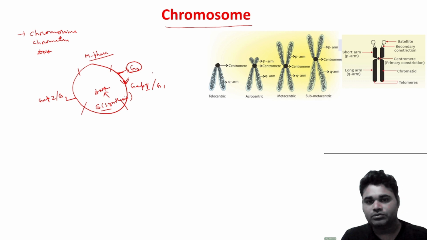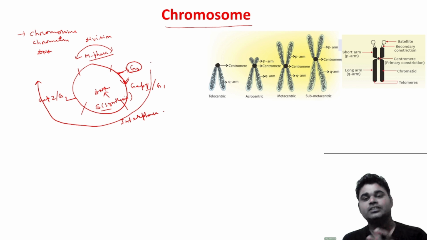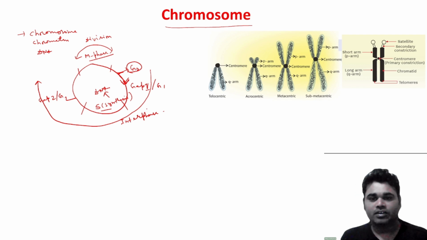Gap 1, S phase and gap 2 are called the interphase, and the M phase is called the division phase. What is the difference between the interphase and the division phase? During the interphase, the cell prepares for the division, but there is no division in the cell. The cell divides only in the M phase. That's why it is called the interphase.